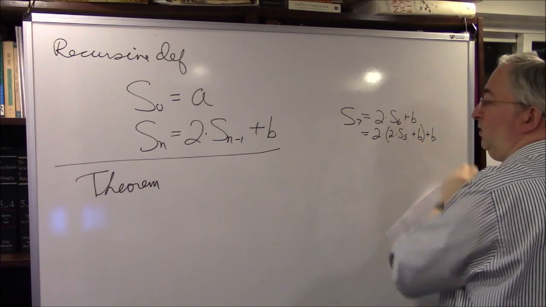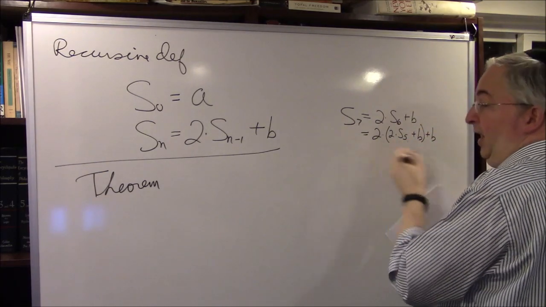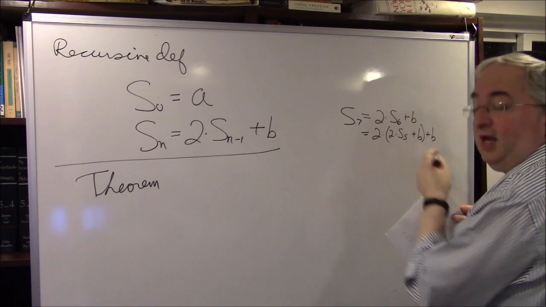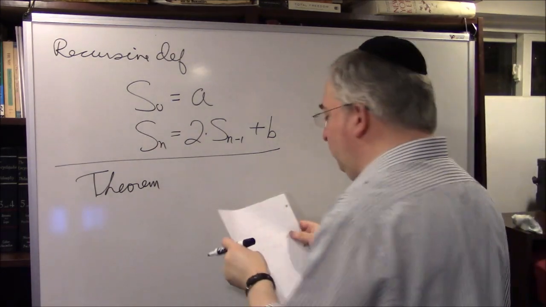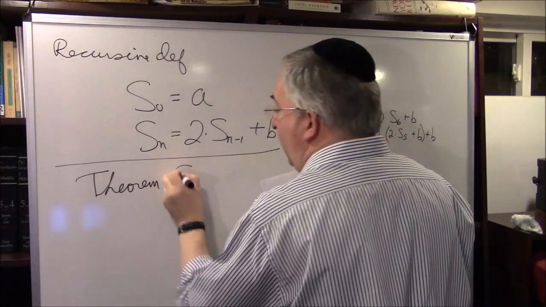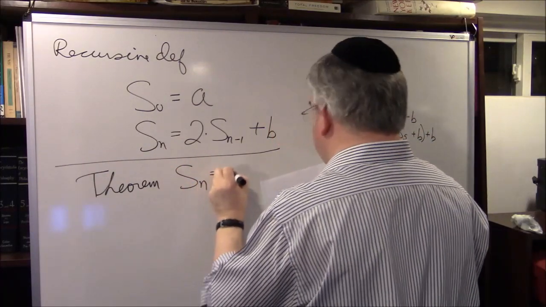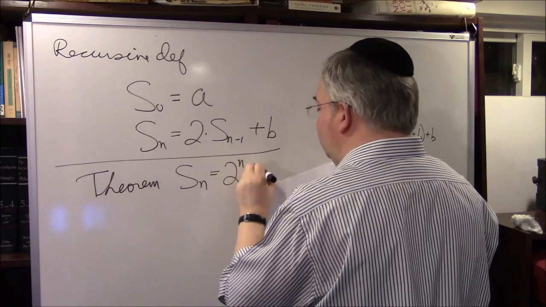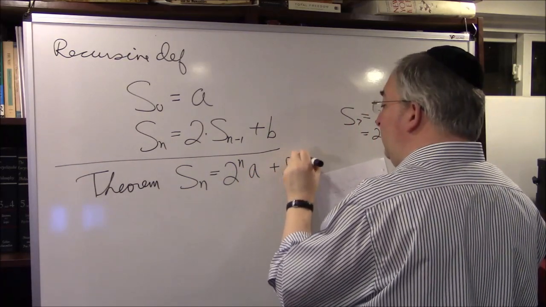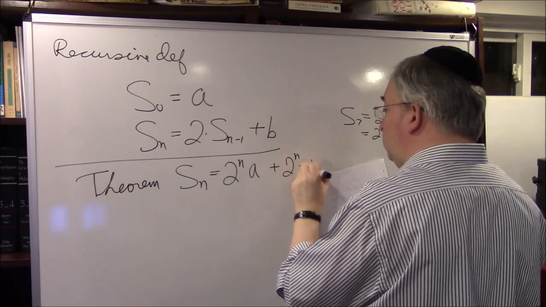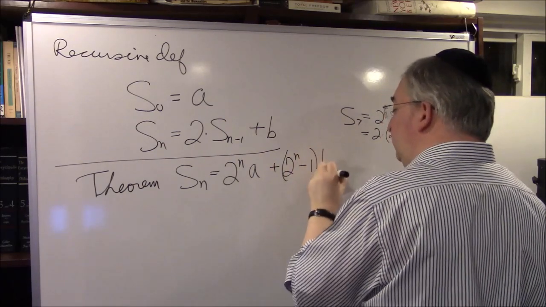Plus B. Okay? And then I'd want to figure out what S of 5 is. It's a big pain in the neck. So I have a secret formula. The theorem is a secret formula. It says as follows. S of n is equal to 2 to the n times A plus 2 to the n minus 1 times B.